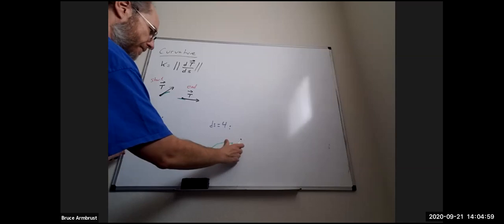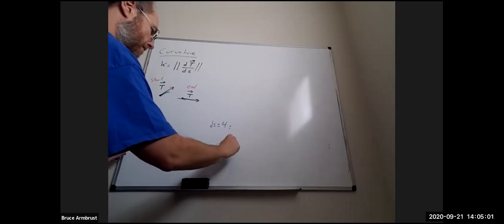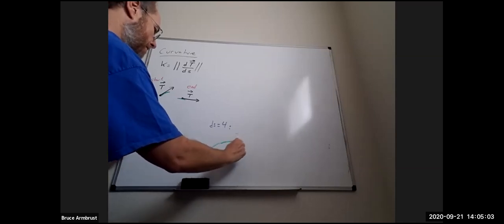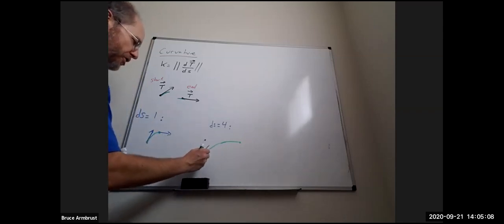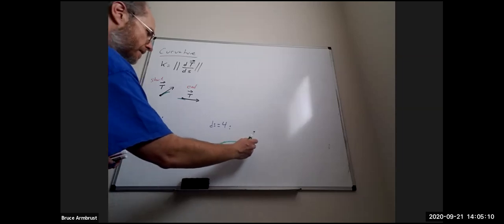Oh, that's not even 4 times as long. But let's just go with that. So again, we have that same change in our t, but it's over a much longer arc length. So the way that we kind of think about curvature, which of these is a smaller curvature? Which one is straighter? The first one or the second one?